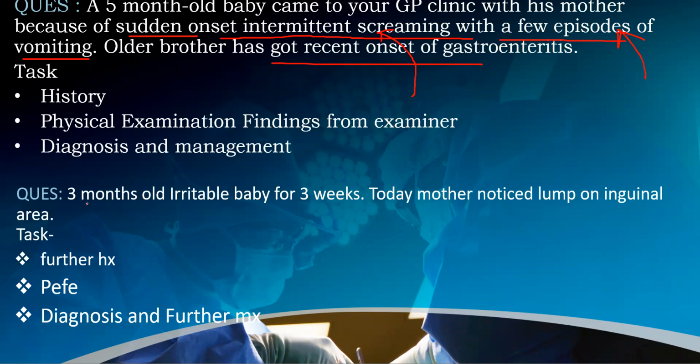Another case comes in this way: a 3-month-old irritable baby for 3 weeks. Today, mother noticed a lump in the inguinal area. So this one is actually just a reducible inguinal hernia case, and this one is an incarcerated hernia case. Anything can come.